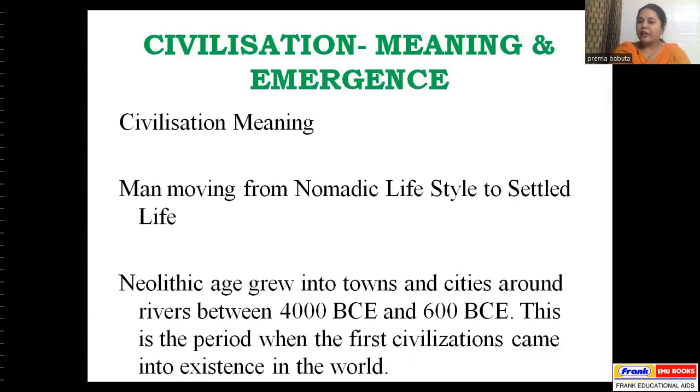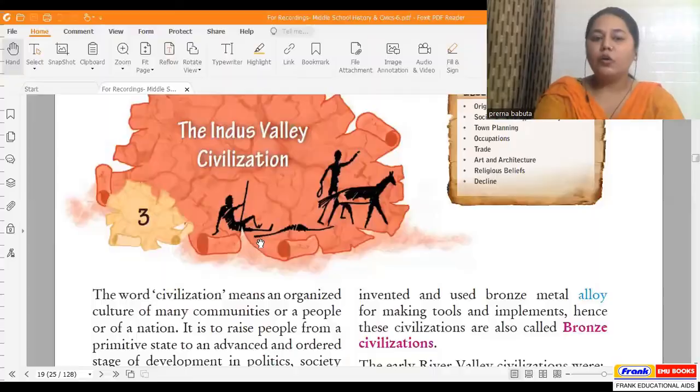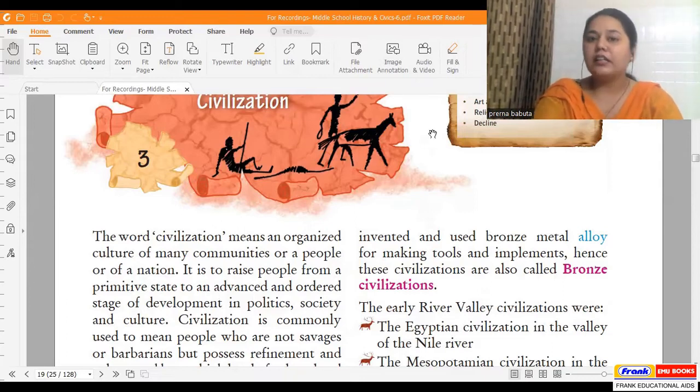So I've told you exactly what civilization is, and now let us do one thing. Let us understand from your book what civilization is. Okay, so it says the word civilization means an organized culture of many communities or a people or of a nation. It is to raise people from a primitive stage to an advanced and ordered stage of development in politics, society, and culture. So basically, as I told you, living in a group in an organized manner, a proper law and order being there, that is called civilization.